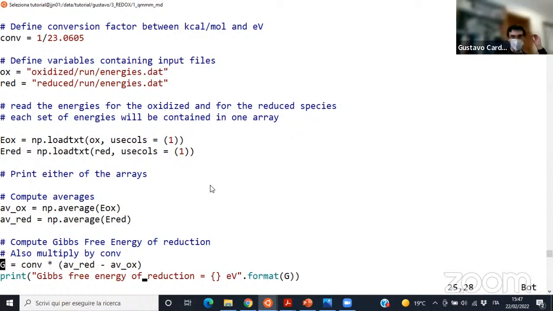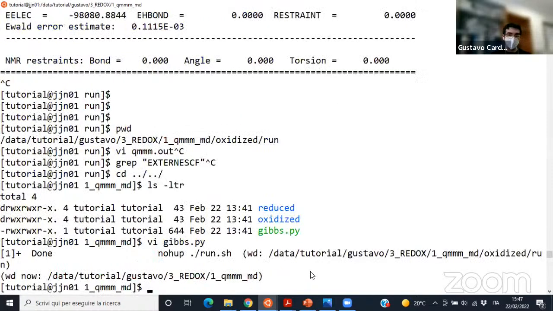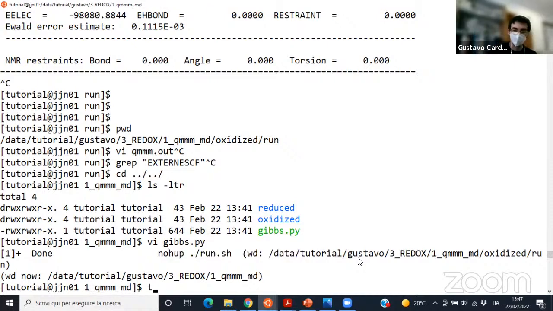Okay, I think the simulation should have finished. Of course, it is going to print the Gibbs free energy. Yeah, and I think it finished properly, which is fortunate. Did it also finish for all of you? Let's make a fast stop.